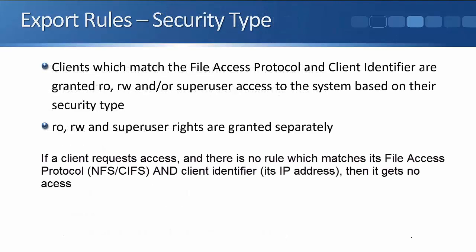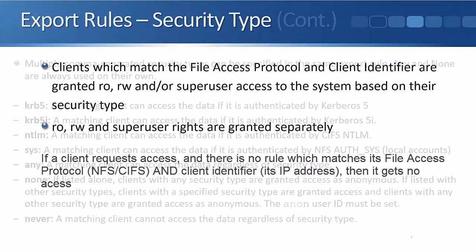The last thing to specify is the security type. Clients which match the file access protocol and the client identifier in the rule are granted read-only, read-write, and/or superuser access to the system based on their security type, meaning the way that they've authenticated, which I'll cover in detail on the next slide. Read-only, read-write, and superuser rights are granted separately in our rule.